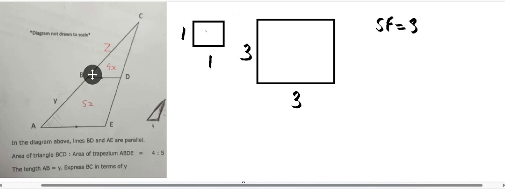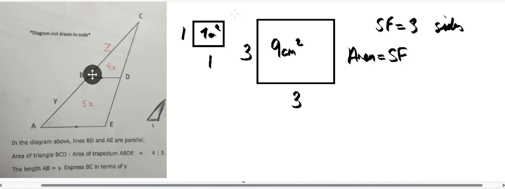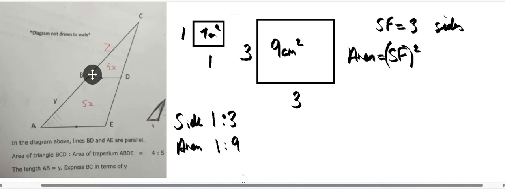Okay, and that means that the area of this one is 1 centimetre squared, and this one's going to be 9 centimetres squared. So scale factor is for sides, but the area is equal to the scale factor squared. If I think about these as similar shapes, then the ratio is 1 to 3 for side length, but for area, it's 1 to 9.